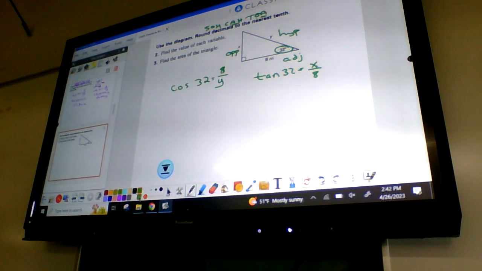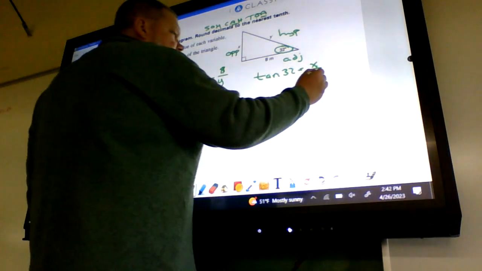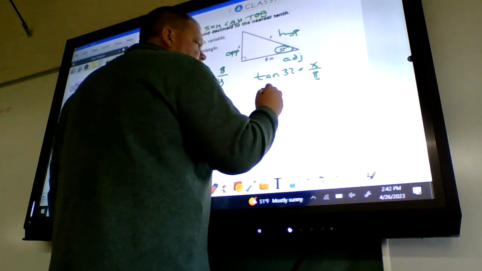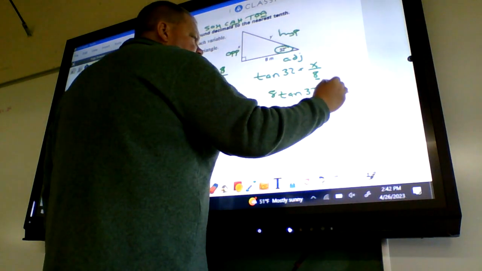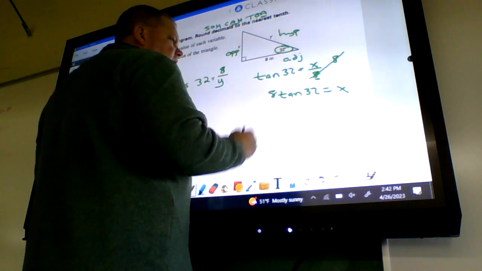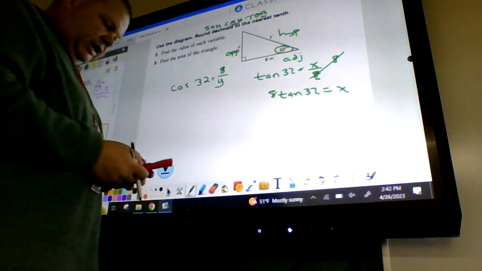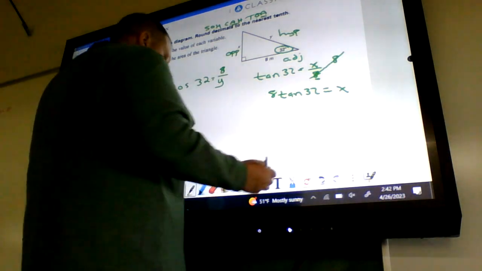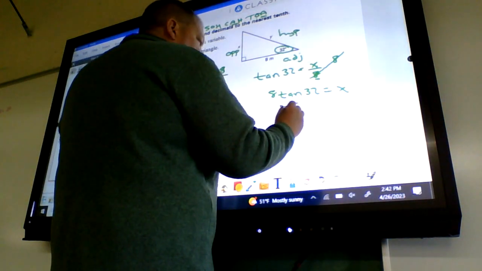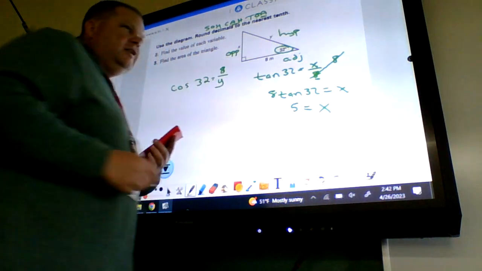Now, the tangent one we're going to do first because that's just like the problem we just finished. Our number here is on the bottom. So I'm going to multiply both sides by 8. And that's going to give me x on this side, because the 8s would cancel out, and 8 times the tangent of 32 on the other. So when I take 8 times the tangent of 32 on my calculator, I'm going to get 4.99, which actually is going to simplify all the way out to 5.